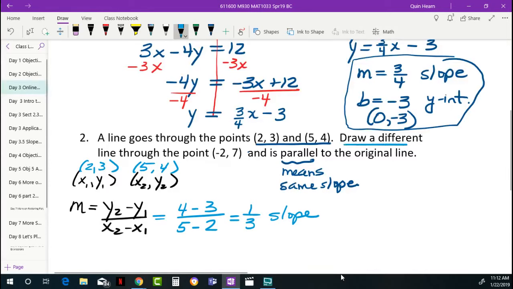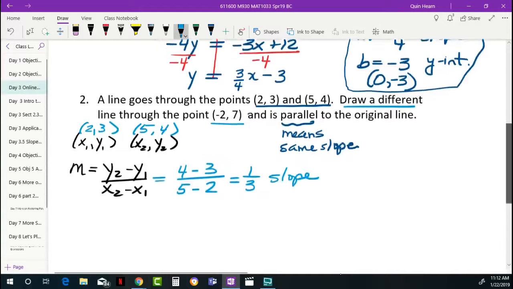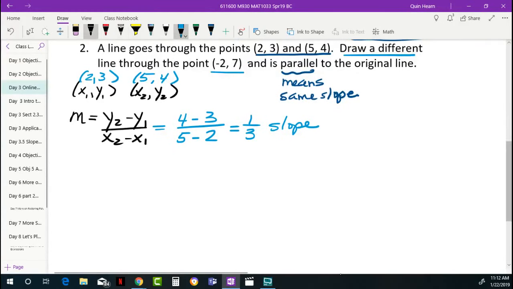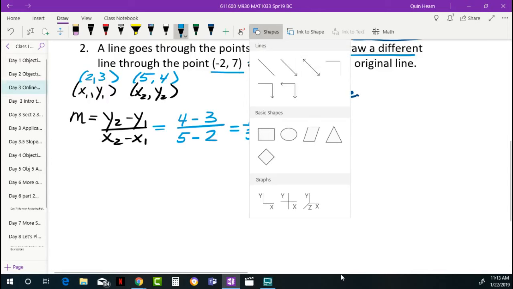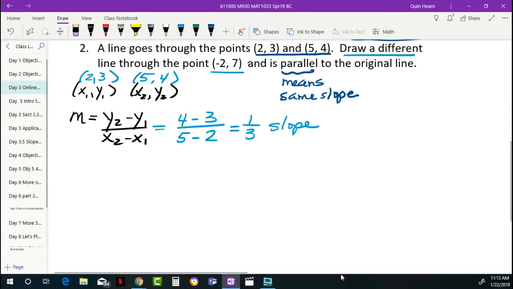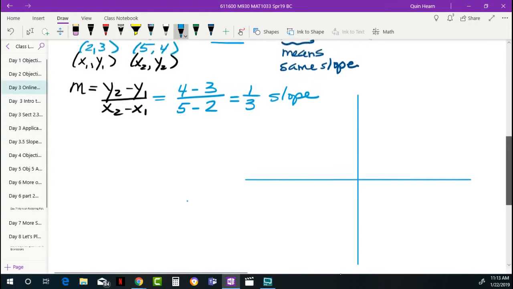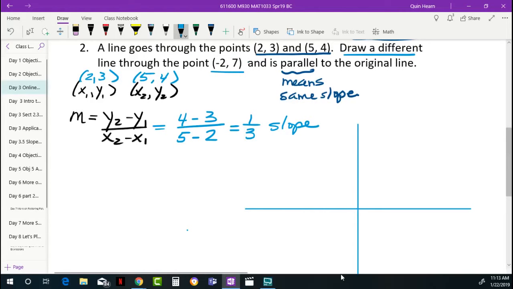So the line that I've been asked to draw, if I know a point on the line and I know the slope, I can draw it. We often draw lines by plotting the y-intercept and then using the slope to get another point, but really it doesn't have to be the y-intercept. We can use any point on the line as our starting point. So we know that the mystery line that we're supposed to draw goes through the point -2, 7. So 1, 2, 3, 4, 5, 6, 7. 1, 2, -2, 7 would be about here.